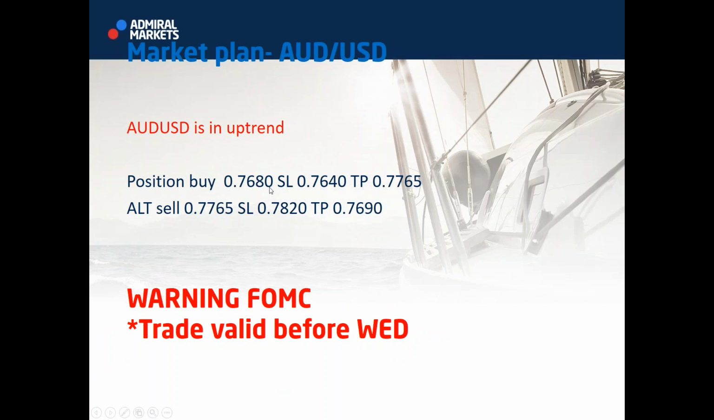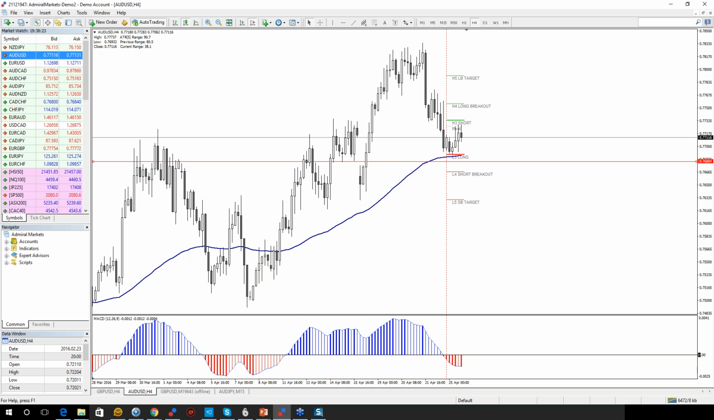Okay, 76.80 is buy, 76.40 stop, 77.65 is target. 77.65 is sell, 78.20 is stop, 76.90 is target. We take whichever position hits first. We don't want to gamble, so we take only one position, either long or short. 77.65.